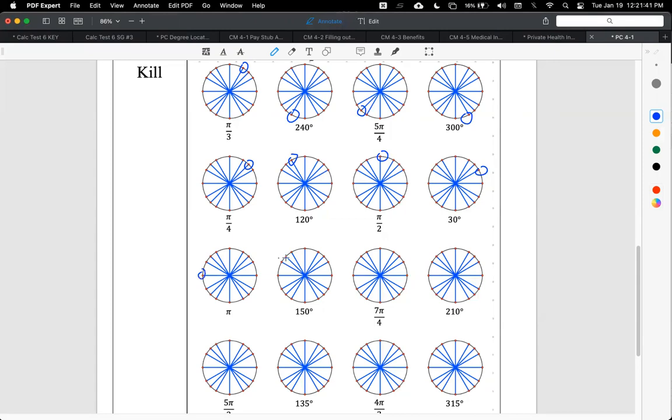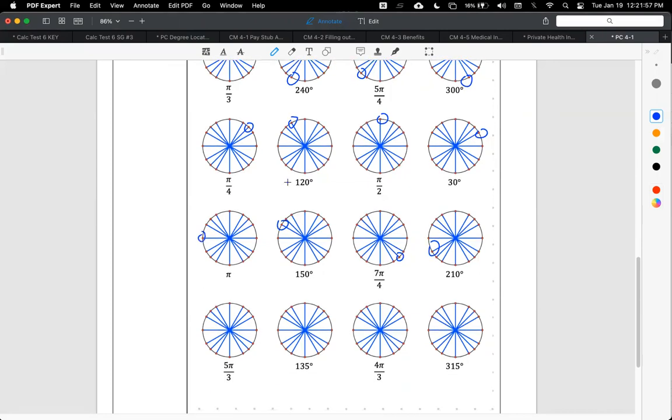Nice. 7 pi over 4. That's 5 pi over 4. There it is. 7 pi over 4. Good job. 210 degrees. Good job, Leo. 5 pi over 2. Or sorry, 5 pi over 3. I couldn't read it. There it is. Good job. 135 degrees. Good. Yes. Anything ending in 5 is going to be a middle, just like divided by 4.